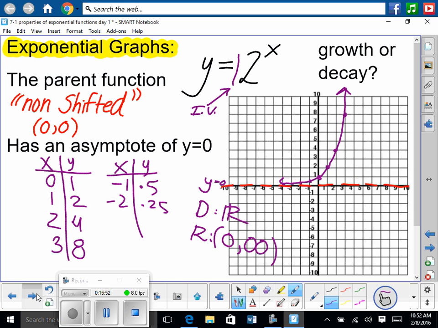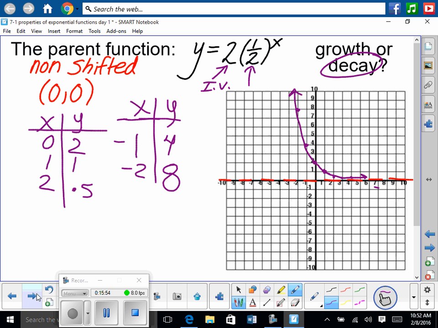Okay. So looking at this one, is my domain negative infinity to positive infinity? Yeah. So all real numbers, and my range is 0 to infinity. Does everybody see it? I can't tell.